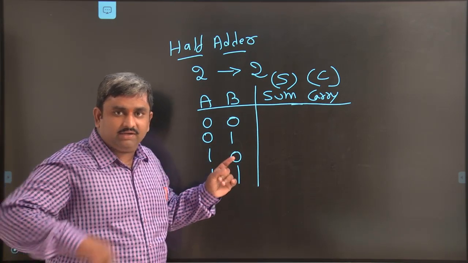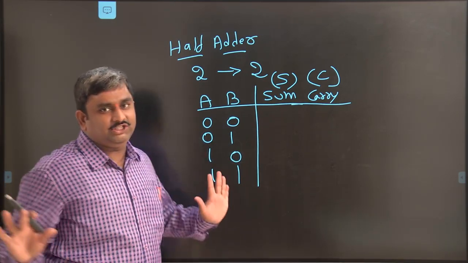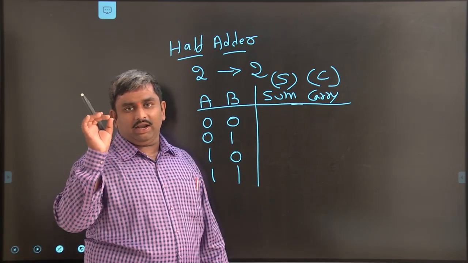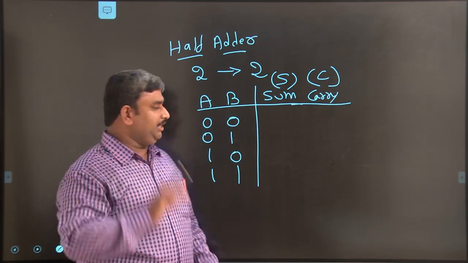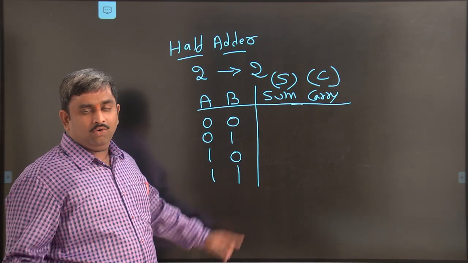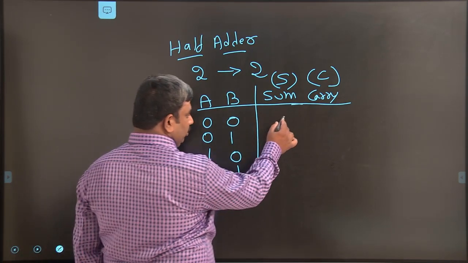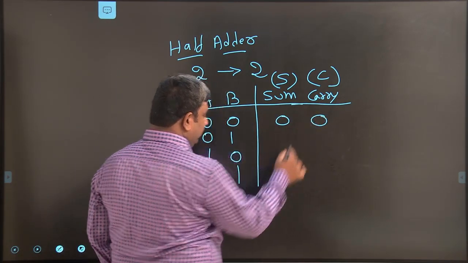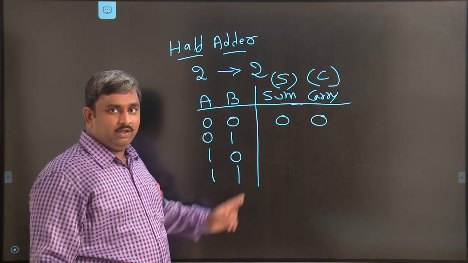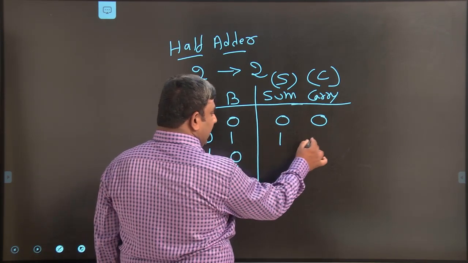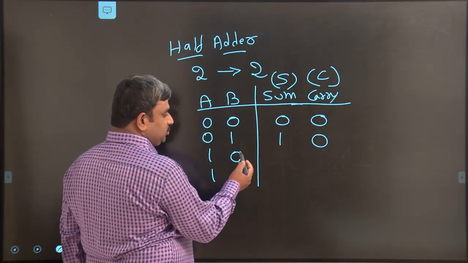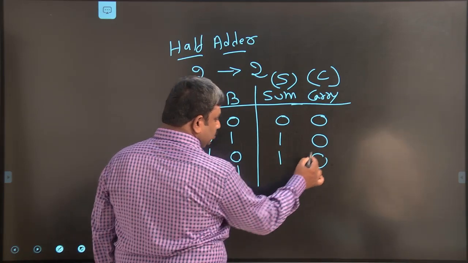Here I am doing normal arithmetical addition. 0 plus 0, what will you get as the answer? 0. There is no carry. And 0 plus 1 gives output 1 and carry 0. 1 plus 0 gives 1 and carry 0.